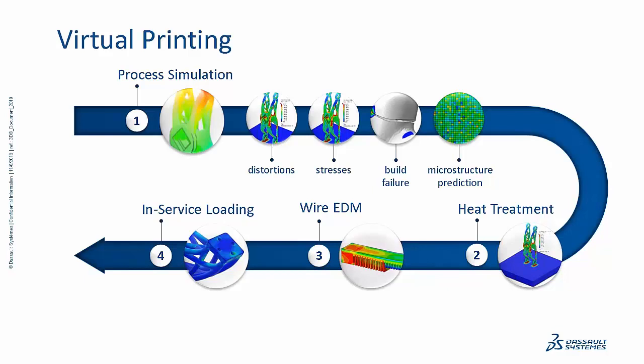In recent years, simulation-driven design and simulation-driven manufacturing is getting a lot of attention and becoming a powerful trend, and process simulation plays an important role here. The technical framework of virtual printing allows us to cover the entire workflow from process simulation to the subsequent heat treatment, wire EDM to remove the support structure, and then in-service loading analysis. This set of simulation techniques is multi-level, meaning at the part level, we can calculate the distortions and the residual stresses of the part after printing and after heat treatment. At the melt pool level, we can make predictions of the microstructure.